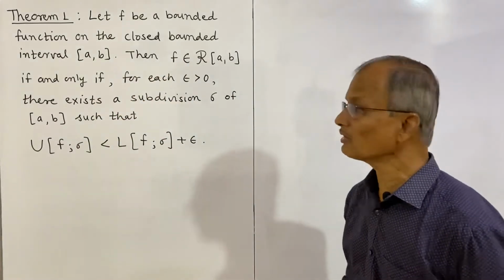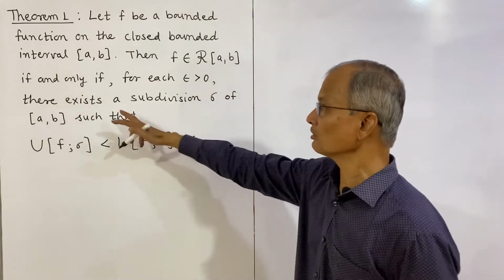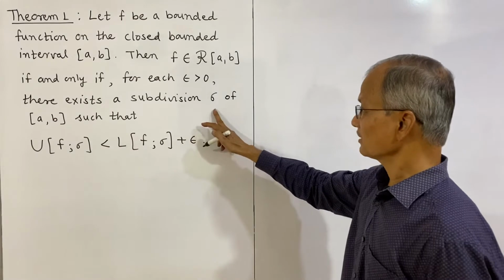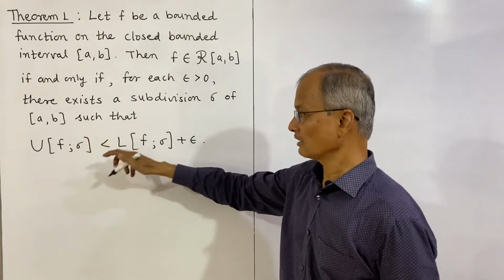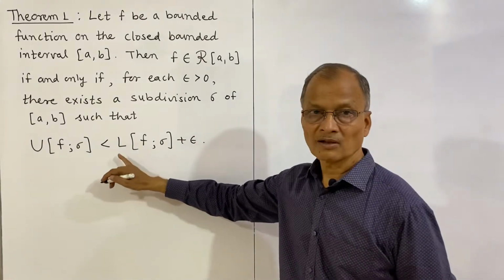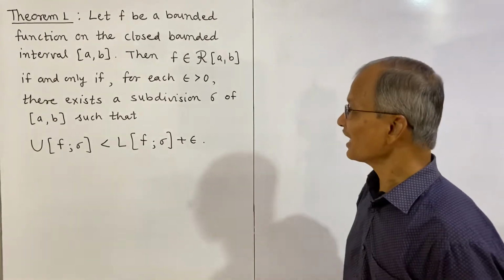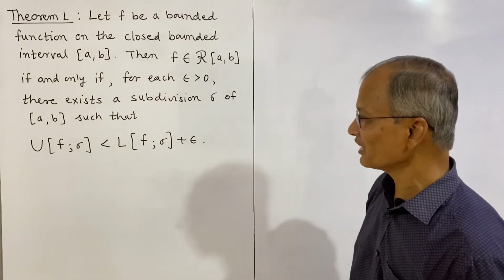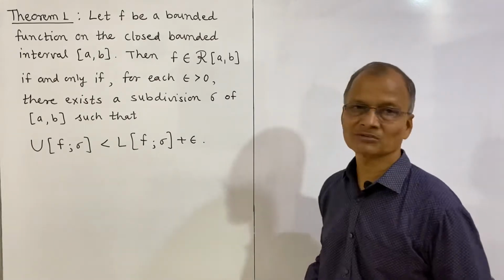and this is if and only if for each epsilon greater than 0 there exists a subdivision sigma of the interval a to b such that the upper sum of f on sigma is strictly less than the lower sum of f on sigma plus epsilon. So that means a function is said to be Riemann integrable if upper sum and lower sum converge to each other.